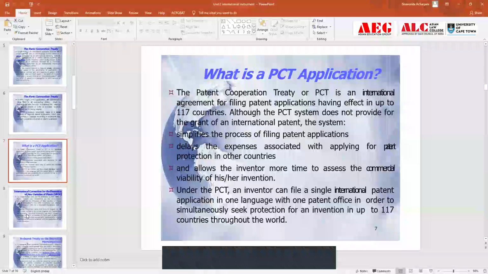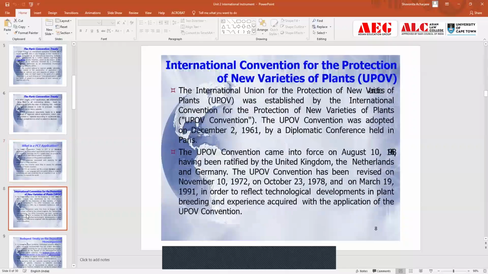If you talk about the PCT application, the Patent Cooperation Treaty is an agreement for filing an application having effect in 117 countries. Under this PCT, an inventor can file a single international patent in one language with one patent office in order to simultaneously seek protection from the other 117 countries.